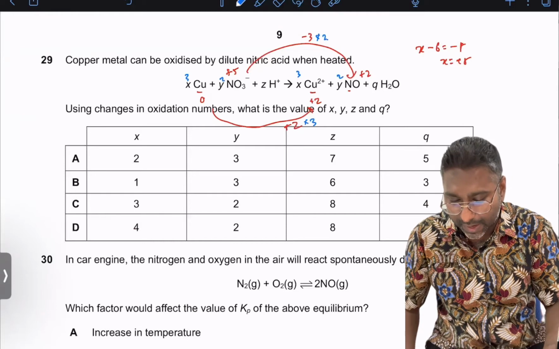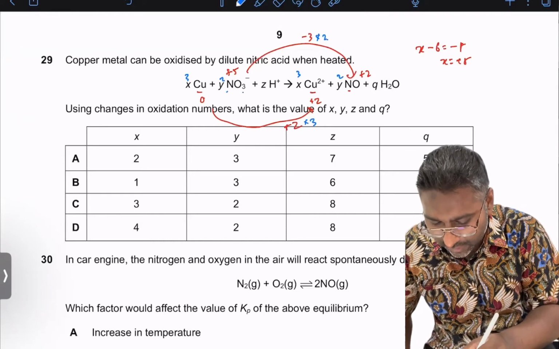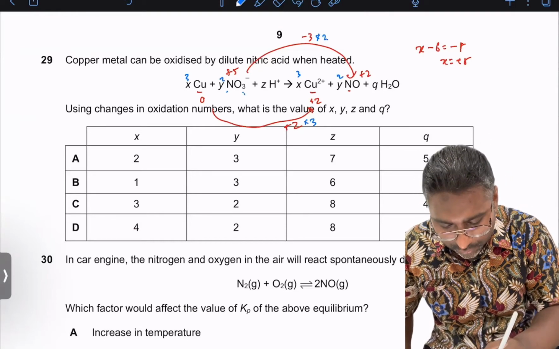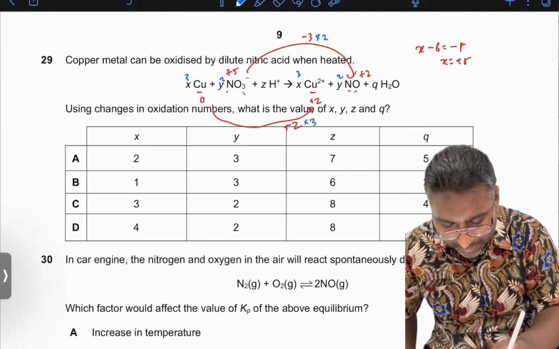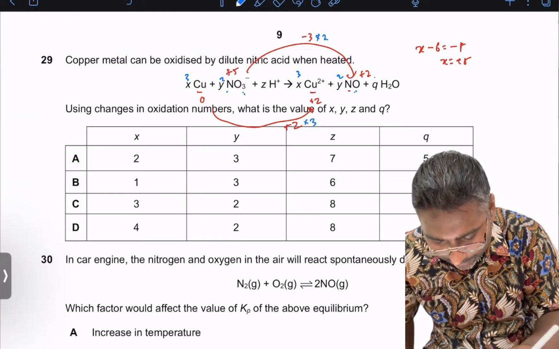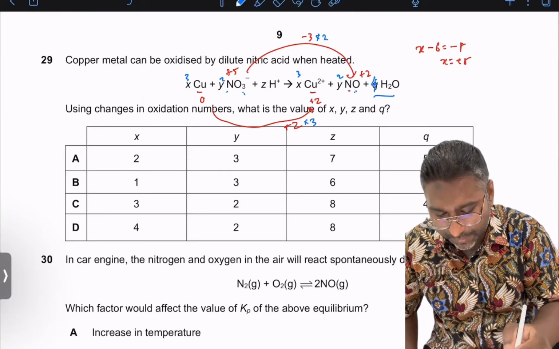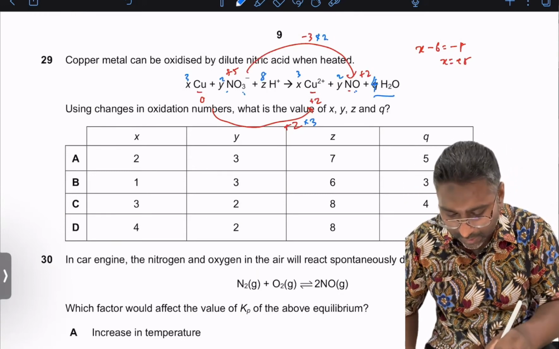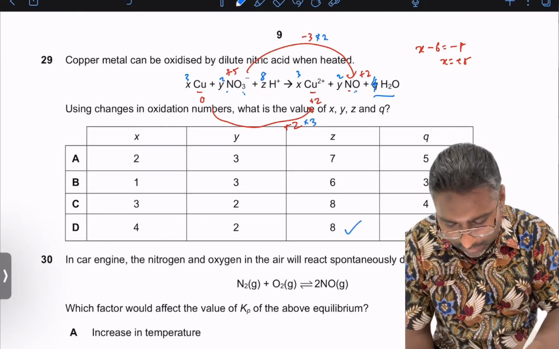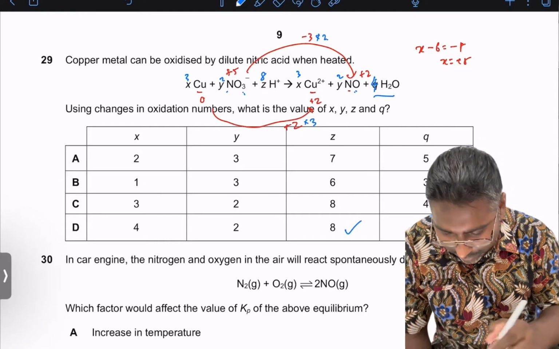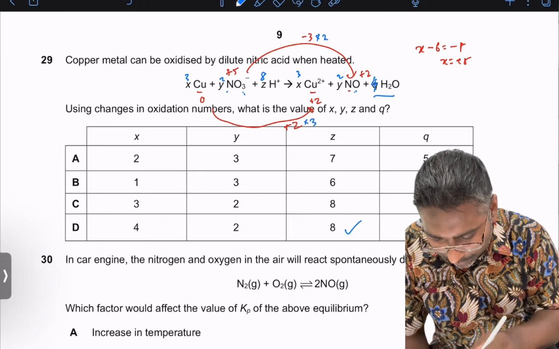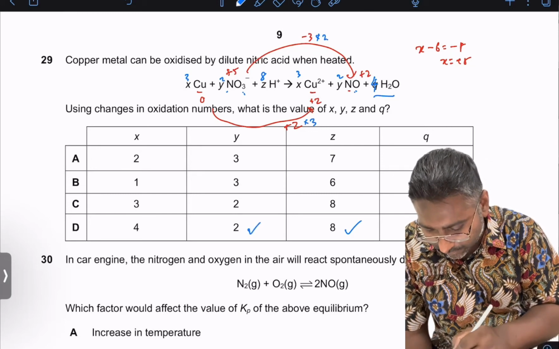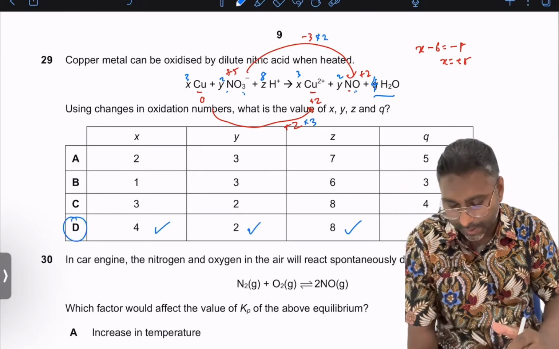And then next, if you put 2 there, oxygen will become 6. So you have 2 here, so how to make it 6? You just have to put 4 here, and then hydrogen will become 8, so I need to put 8 over here. So in the end, you will have 8, Q is going to be 4, Y is going to be 2, X is going to be 4, so D.